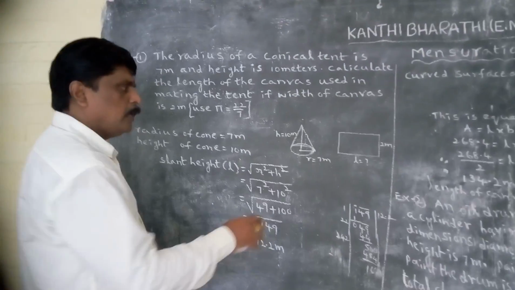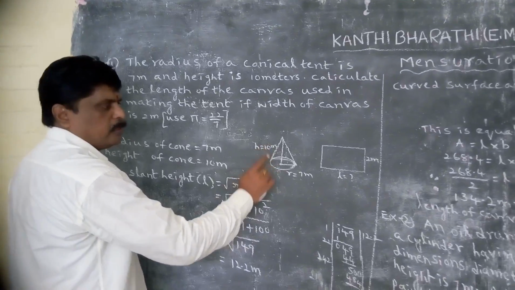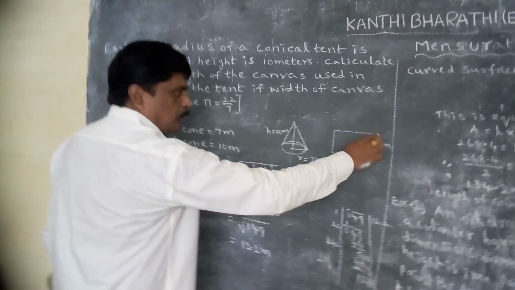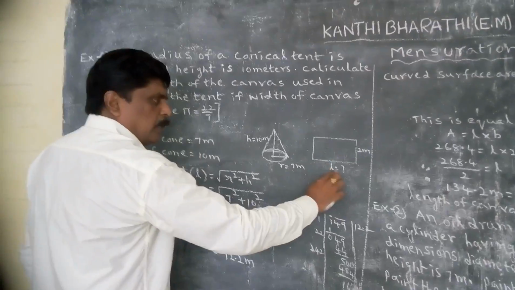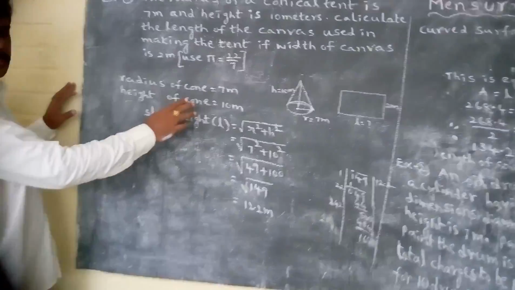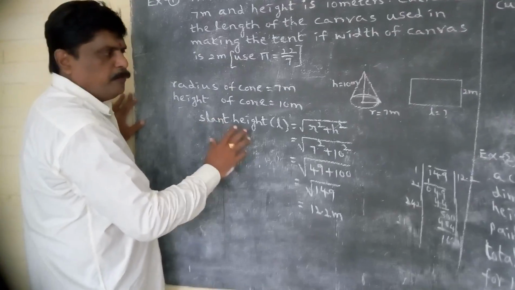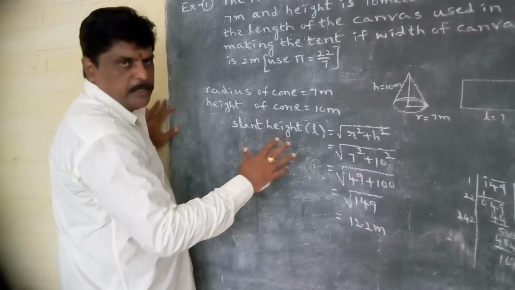So you have to draw the cone here. The radius of the cone is 7 meters, height is 10 meters. Then draw the cloth. Here width is 2 meters and you have to find the length of this cloth. Radius of the cone is 7 meters and height of the cone is 10 meters. First of all, you have to find the slant height.